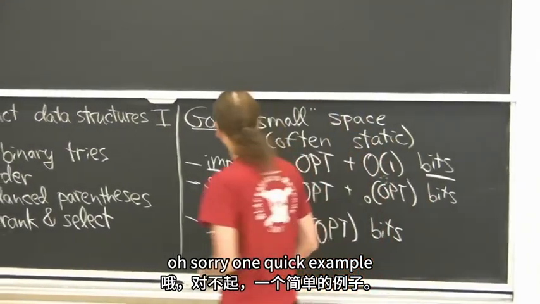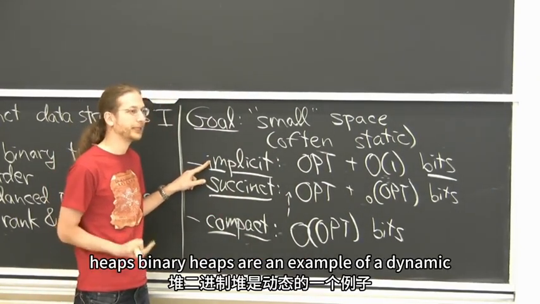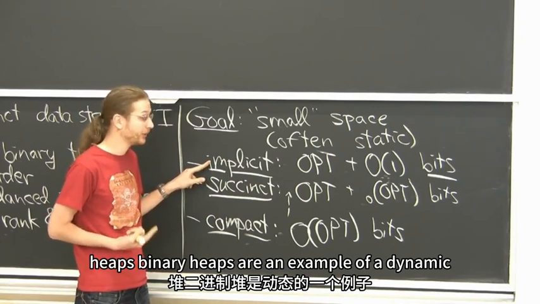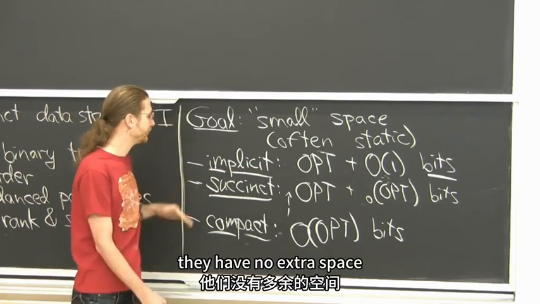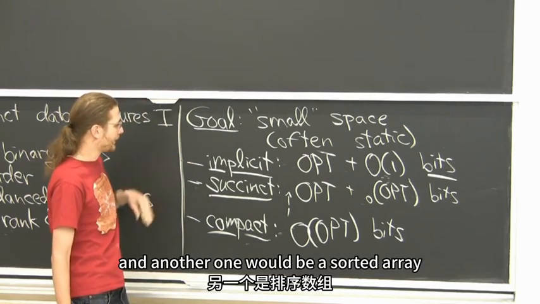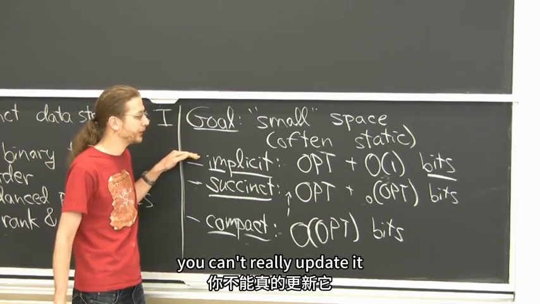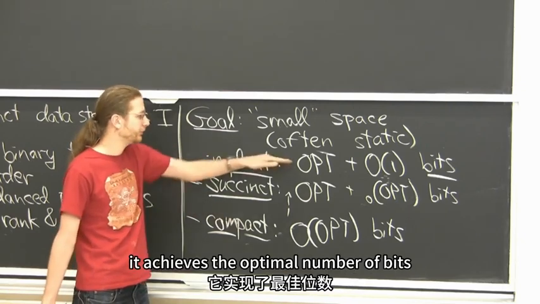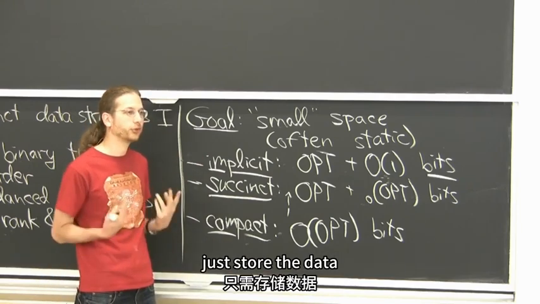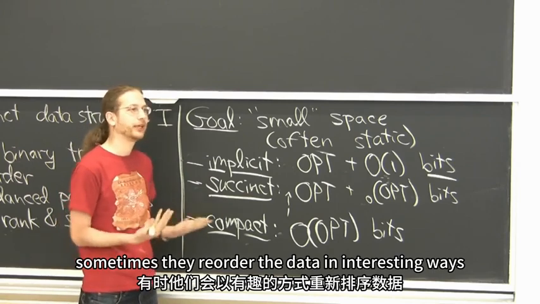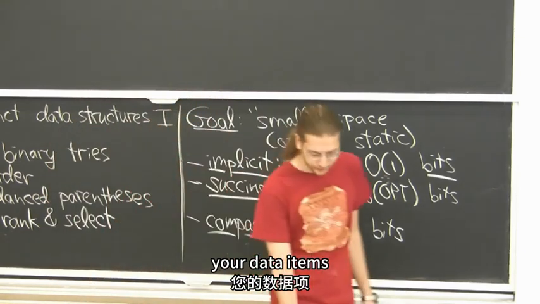One quick example. You've seen implicit data structures. You may have even heard this term in the context of heaps. Binary heaps are an example of a dynamic implicit data structure. They achieve this bound. They have no extra space in the appropriate model. And another one would be a sorted array. Sorted array supports binary search. You can't really update it, so it's a static search structure. It achieves the optimal number of bits. You're just storing the data. And usually implicit data structures just store the data, though sometimes they reorder the data in interesting ways. Like sorting, a sorted array is one way to reorder your data items.